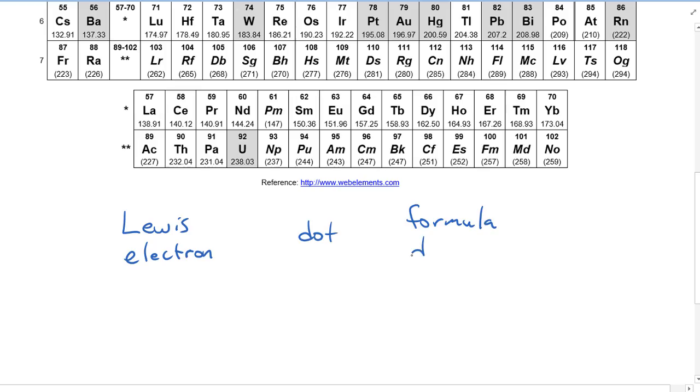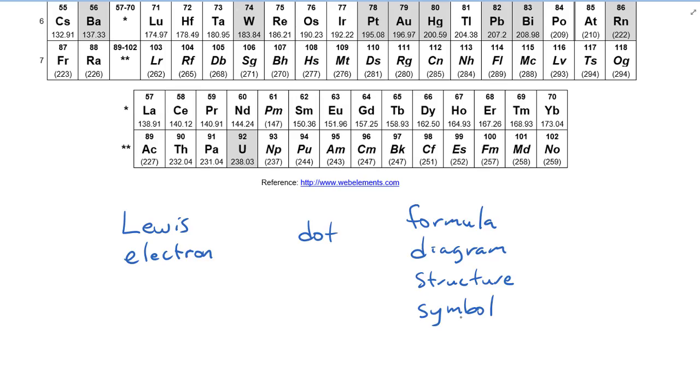Formula, structure, diagram, symbol, and the way this works, Lewis formulas go by about 20 different names. It's going to be some combination, usually, of a word from the first column, sometimes both. It's optional to include a word from the middle column and then one from the last column.